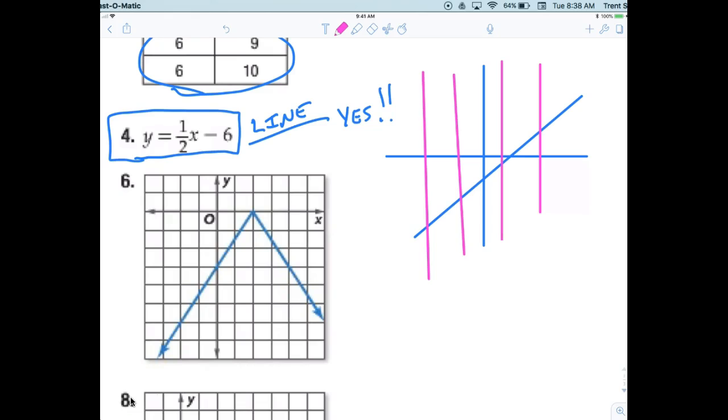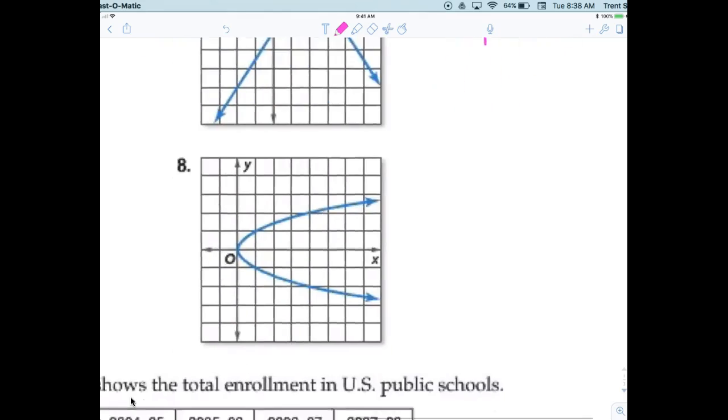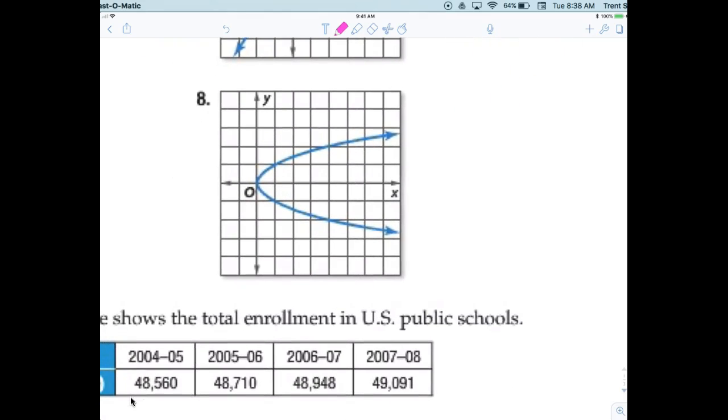All right, let's say my graph looked like this. Oh, let's say it looked like number 8. Is that a function? No, because if I draw a vertical line, that x value has how many y values? 2. So it's not a function. Is everybody with me on this?